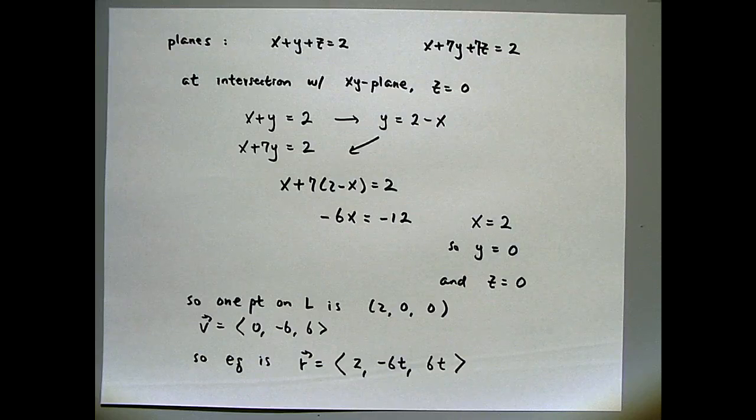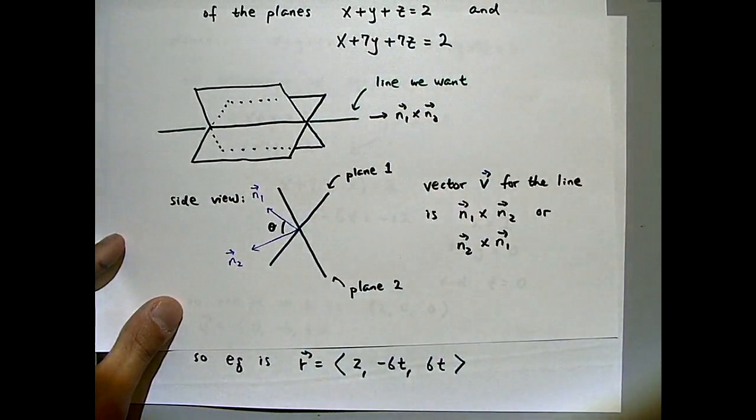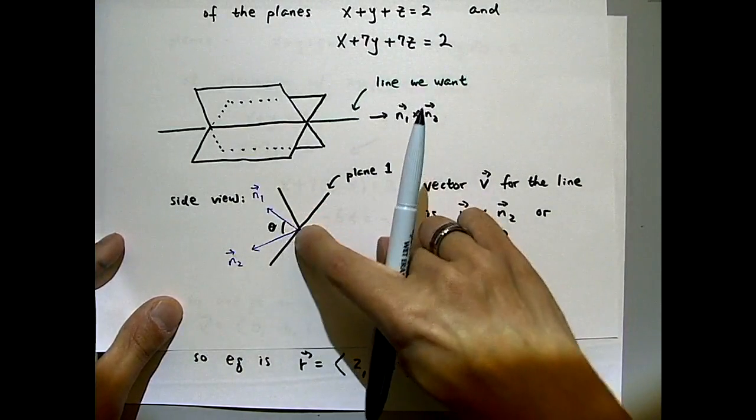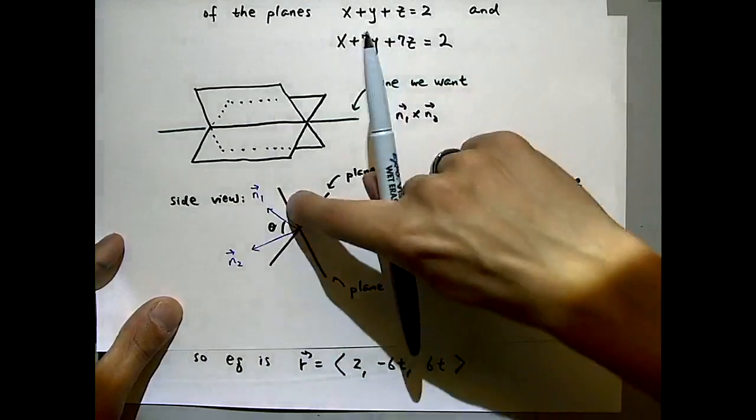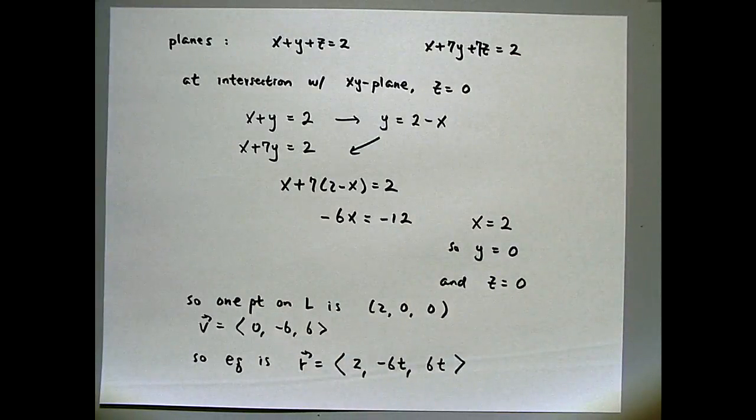Oh, by the way, how would you find the angle between those two planes? The dot product of those two normal vectors, right? So that's how you can find the angle between these two planes. Looking at the side view we had earlier, if you were looking for the angle theta, that's just simply finding the angle between two vectors. We can use the dot product to do that. The angle between the two normal vectors will be the same as the angle between the two planes. Okay, so that wraps up 12.5.